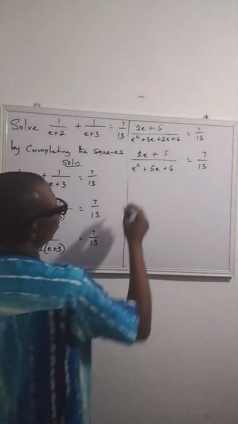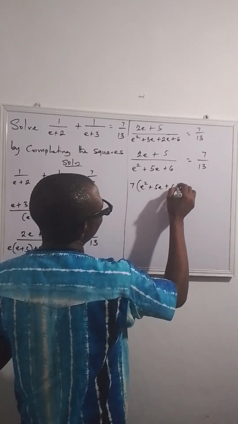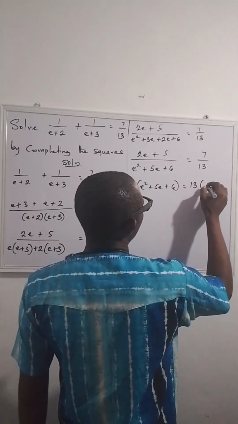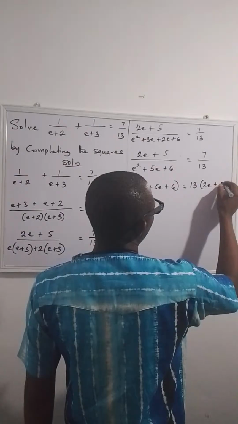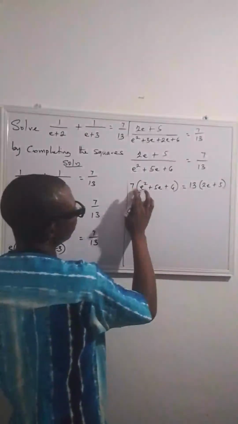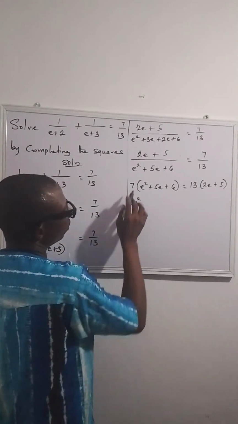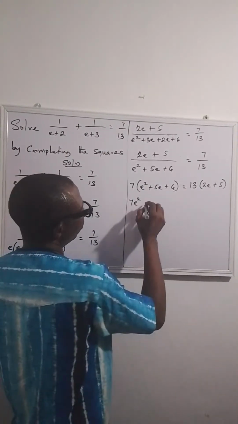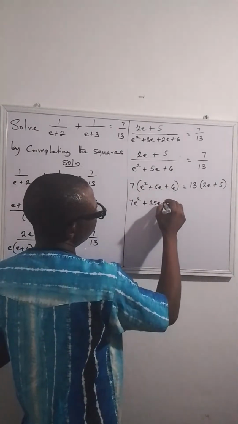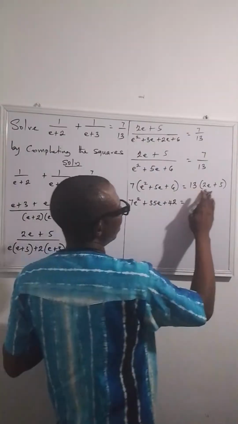So we cross multiply, you have 7 times e squared plus 5e plus 6 equals to what? That's 13 times 2e plus 5. All right, now let's multiply. You open the bracket. So 7 times e squared, so we have 7e squared. Okay, so 7 times 5e, we have plus 35e. Okay, now 7 times 6, you have what? 42.